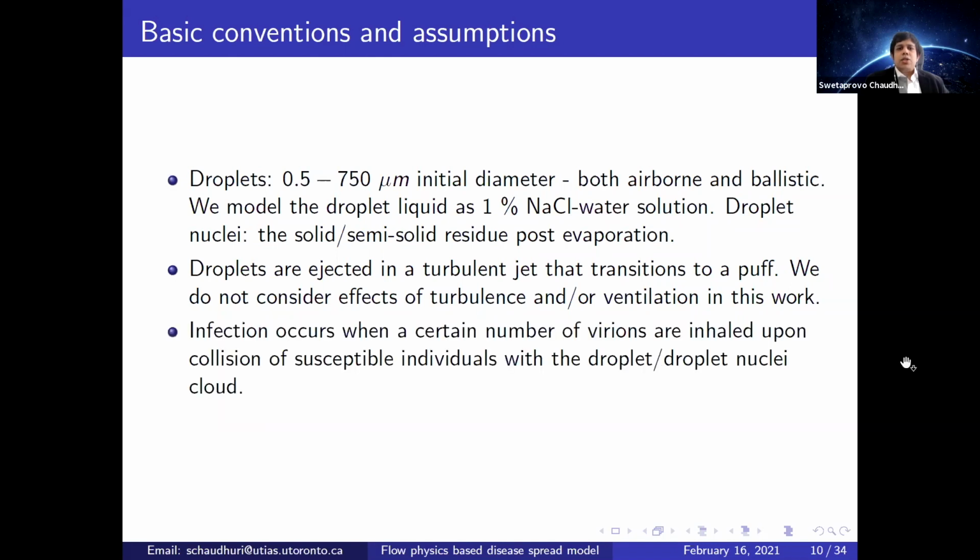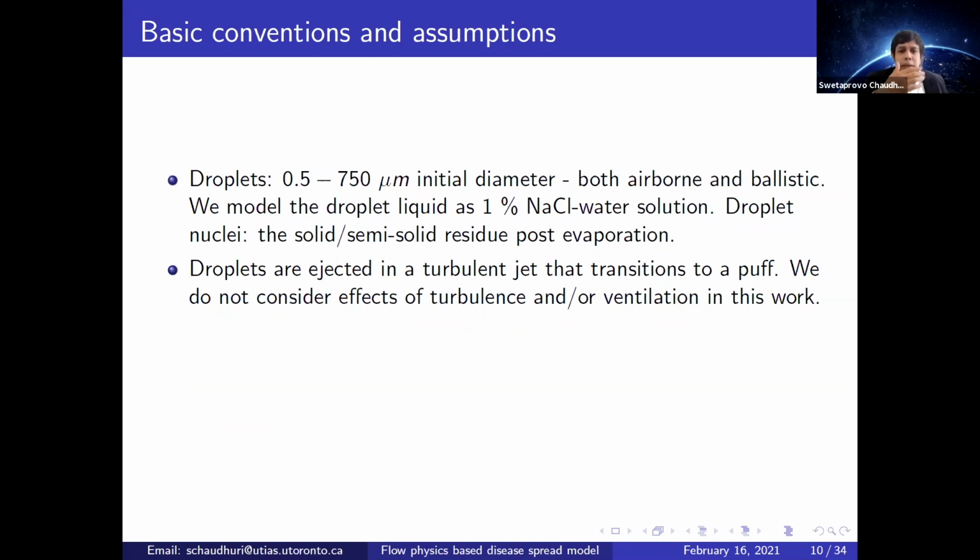Okay, so this is known, as I have said before, from the work of Borobia, that droplets are ejected in a turbulent jet that transitions to a puff. Initially you have a lot of momentum which sustains the jet, but after the puff stops, the source of the momentum is cut off, and as a result the jet transitions to a puff, and then this puff expands. The jet also increases in diameter because as it moves, it continually entrains air.